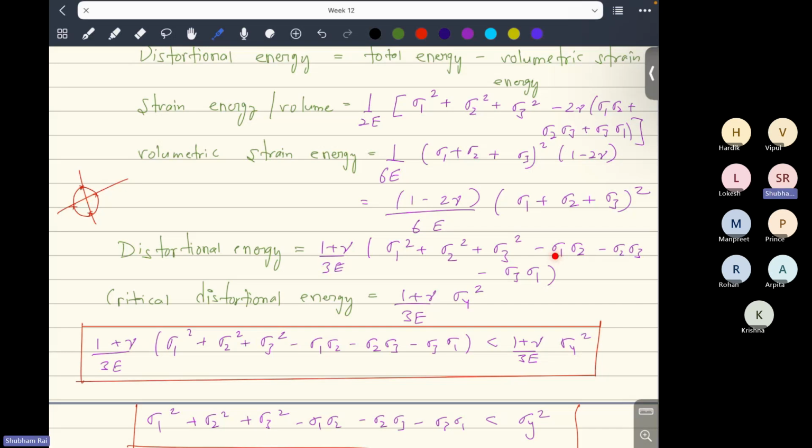And that should be equal to sigma y, so your sigma y should be equal to square root of, if you compare... cannot compare like this, so compare the distortion energy, so that should be root 3 times. Let me just check.